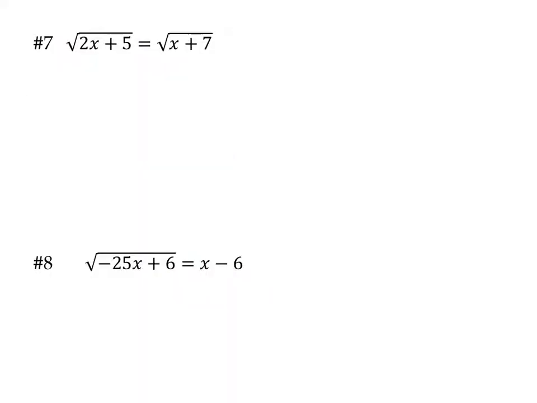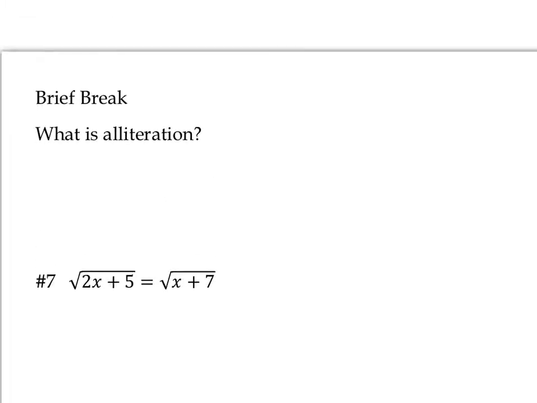All right, before we look at a couple other examples here, first I want to take a brief break for some alliteration. What is alliteration? Alliteration is what you see in brief break. It's two words that start with the same consonant sound. Brief break is an example of alliteration. There's many examples of alliteration out in the real world.